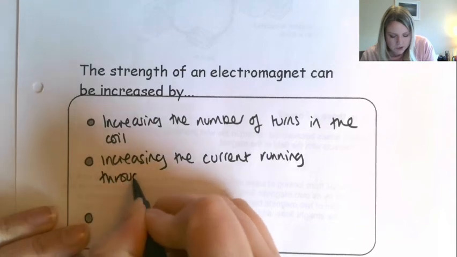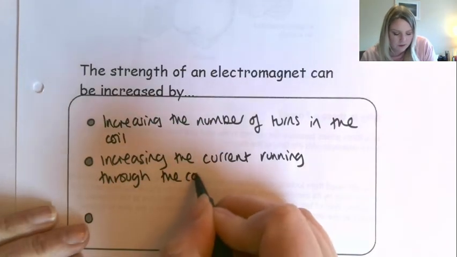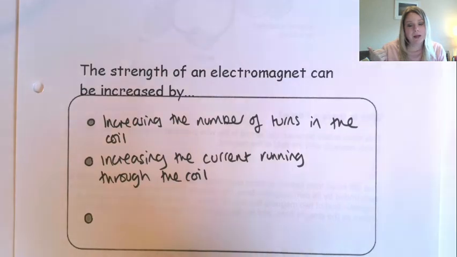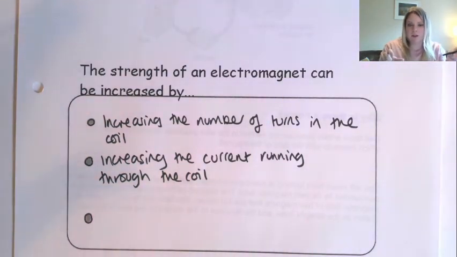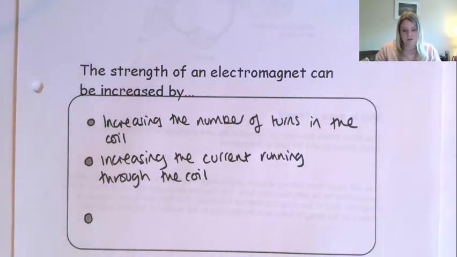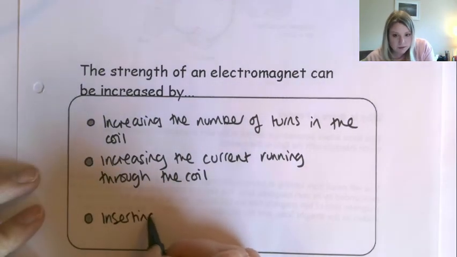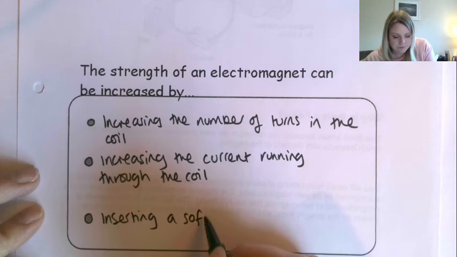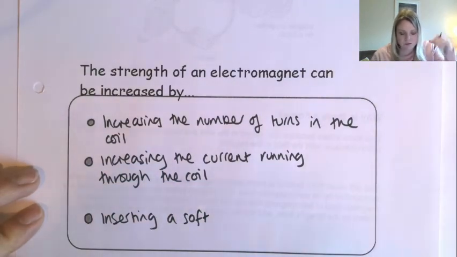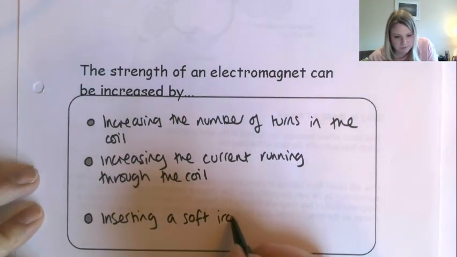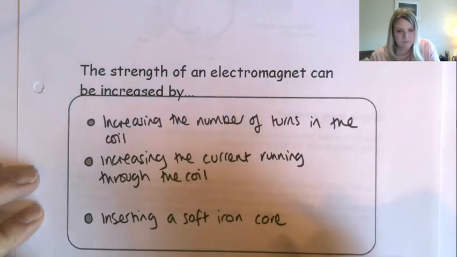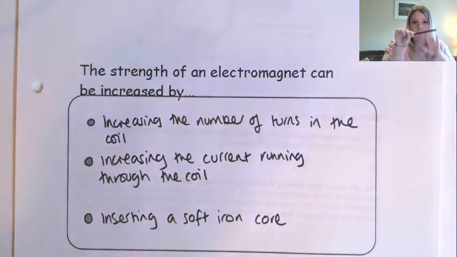There's a couple of ways you can do that. Like in that practical, you can have a variable resistor and change the load resistance in the circuit, or you can increase the voltage of your power supply if you have a variable power supply like we do in school. And then inserting a soft iron core. Soft doesn't mean it's literally soft, it's just the name of the type of iron. Through the middle of the coil, soft iron core, everything wrapped around, and that's it.